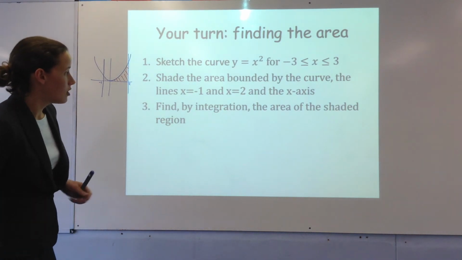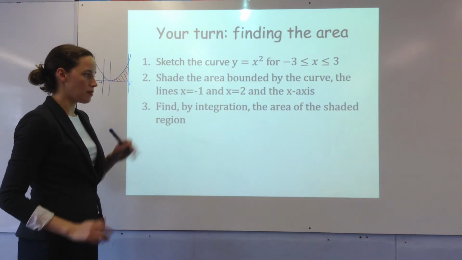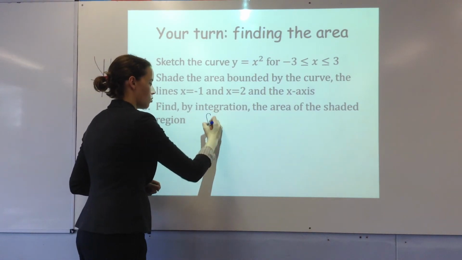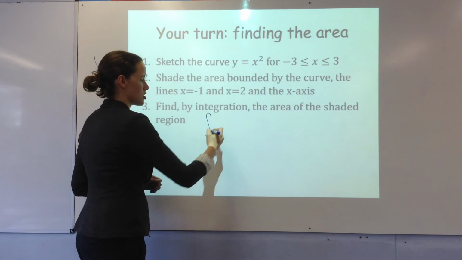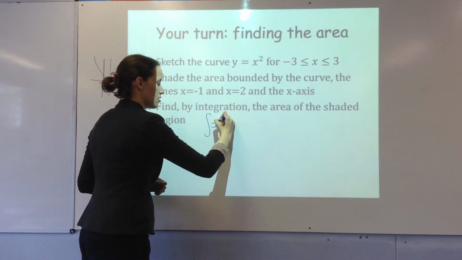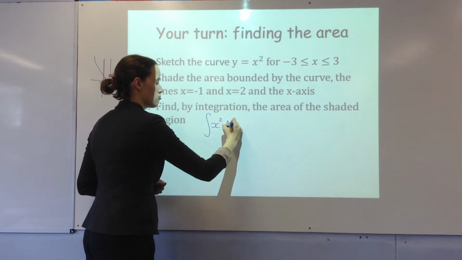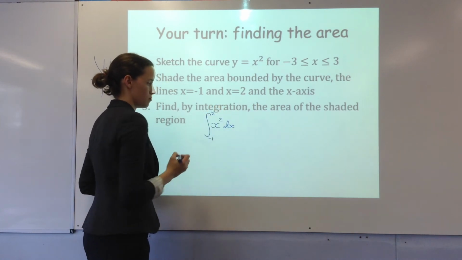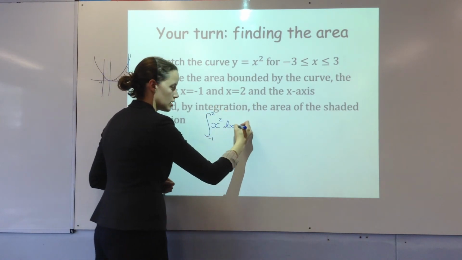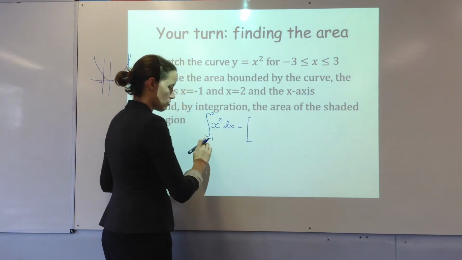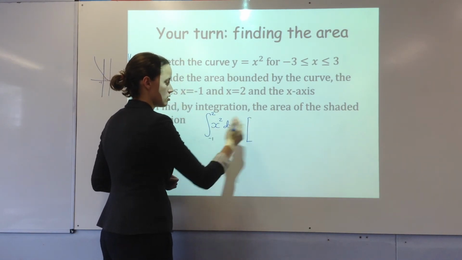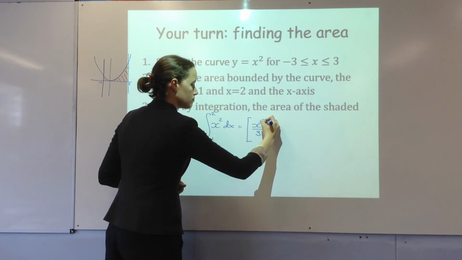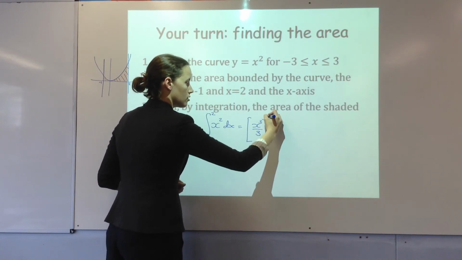Now the slightly more difficult bit. Find by integration the area of the shaded region. So let's set up the problem first. We want to find the area of the shaded region, so that's going to be integrate x squared with respect to x between -1 and 2. So we're going to do the integral first, get rid of the integral sign once we've done the integration: x to the power of 3 over 3, from -1 up to 2.